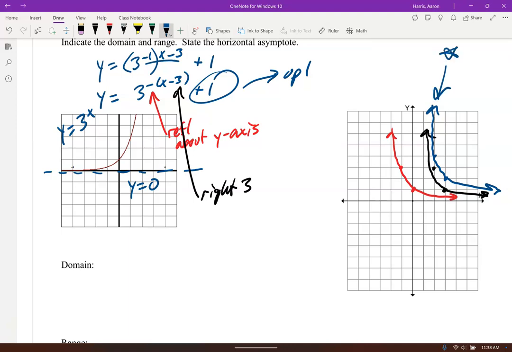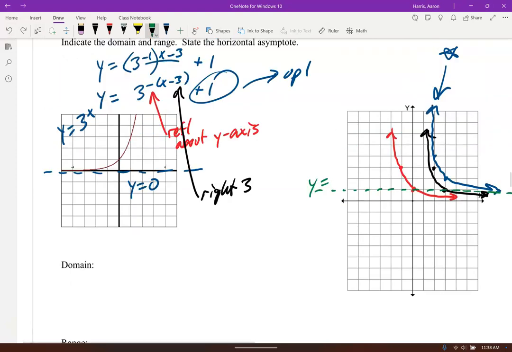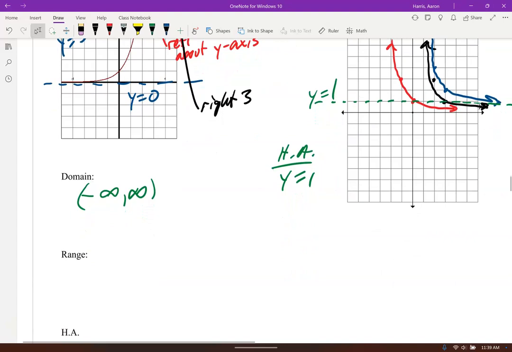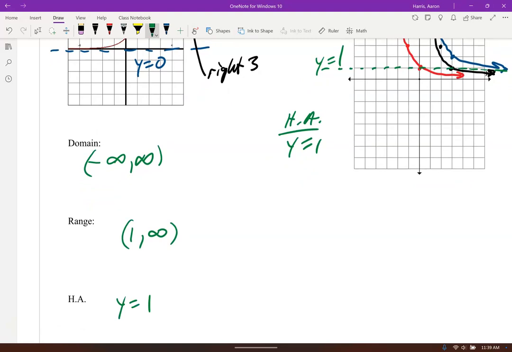Now we bumped it up 1, so the horizontal asymptote will be y equals 0 on this. Oh, I'm sorry, bumped it up 1. Good grief. y equals 1. So horizontal asymptote, bumped it up 1, y equals 1. Domain still negative infinity, positive infinity, but we bumped it up 1. So the range would go from 1 to infinity on that, with the horizontal asymptote y equals 1.